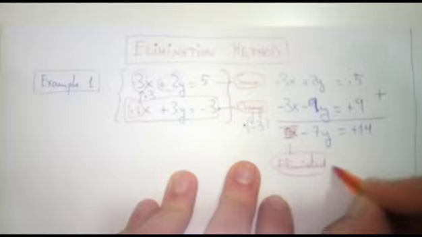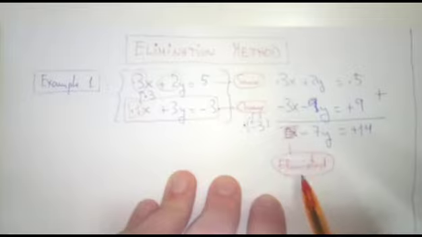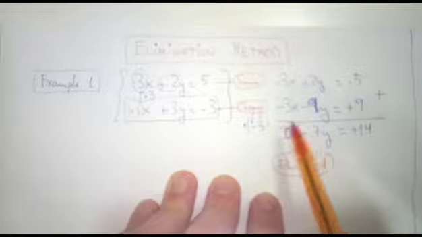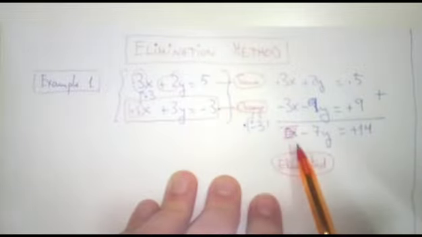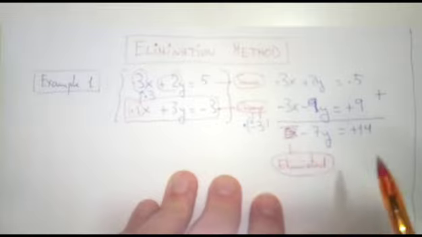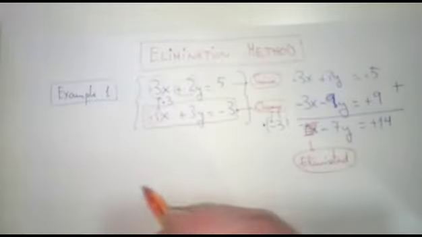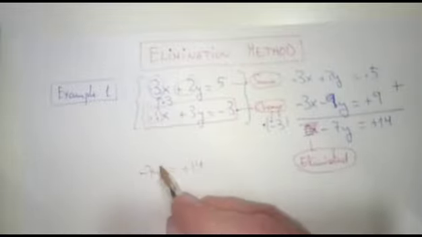Yes, because we have no x, so the x disappears. This method consists of eliminating one unknown. That's why this method is called the elimination method. So the principal aim of this method is to eliminate one unknown. So we obtain here the x eliminated. And the equation that we have is minus 7y equals plus 14. And this equation is very easy to solve, yes, because we only have to find the value of the y.